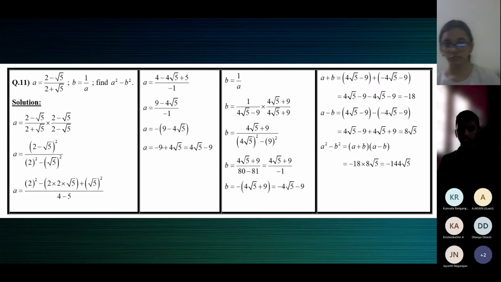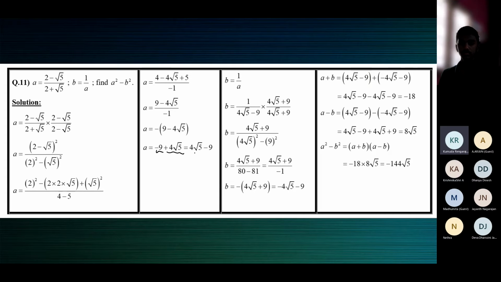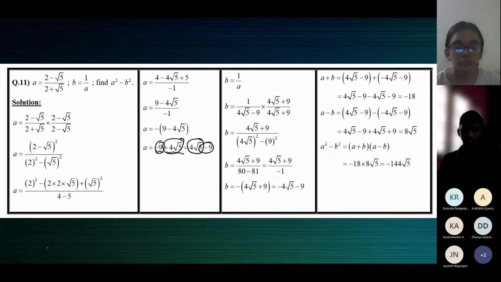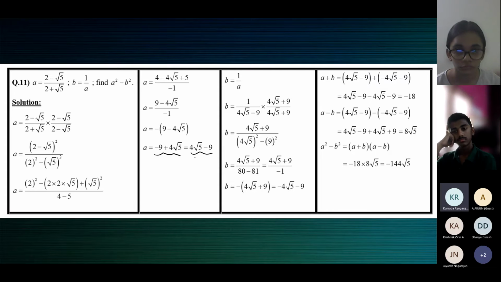So children, it becomes minus 9 plus 4 root 5. So here what I've done is I've just written this positive thing first. That's all. I've written 4 root 5 first and then this minus 9. Now you will ask me, should you write it like that? No, not a problem. You can just leave it like this also. I wrote it like this so that taking the conjugate is easy. 4 root 5 minus 9, so the conjugate is 4 root 5 plus 9.